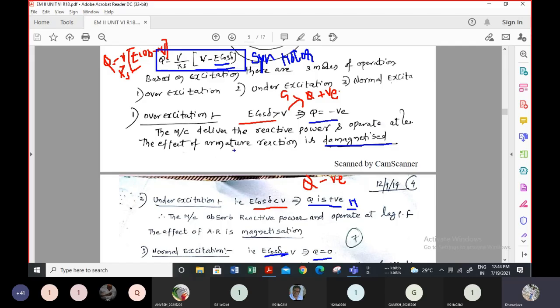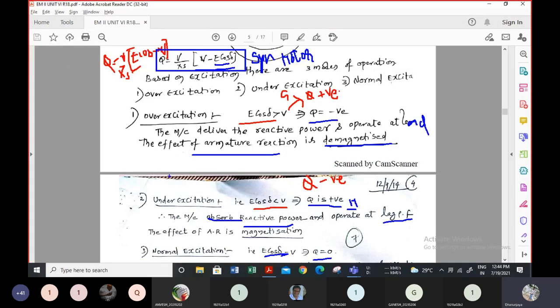The machine is delivering the reactive power, and the type of armature reaction here is demagnetization. In under excitation, as we have less excitation, the machine is absorbing the reactive power. It is operating at leading power factor, and the effect of armature reaction is magnetization.